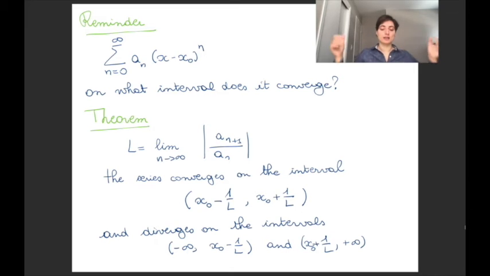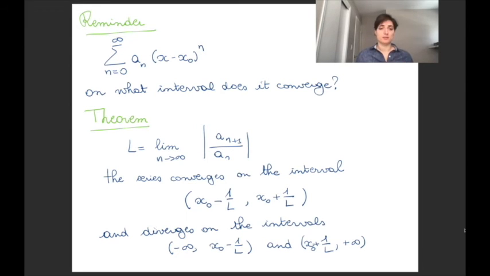It diverges out of that interval, so from minus infinity to x0 minus 1 over L, and from x0 plus 1 over L to plus infinity. So we have an interval in which we know things work properly, and we have two intervals in which we know things don't work. You might have noticed that all these three intervals have round parentheses. That means that these intervals do not include the boundaries. So because they don't include the boundary, what does it mean for the boundary itself? What is happening at x0 minus 1 over L and x0 plus 1 over L?